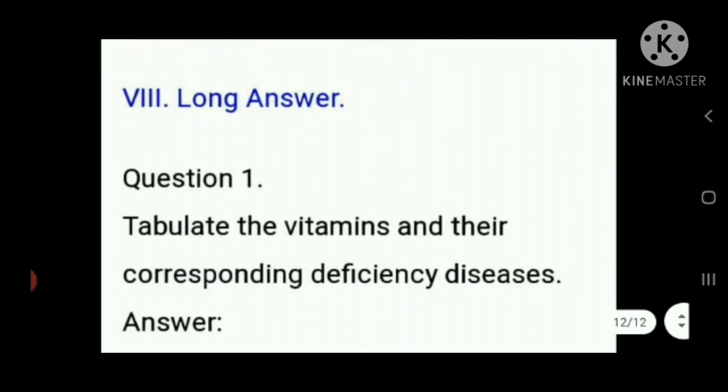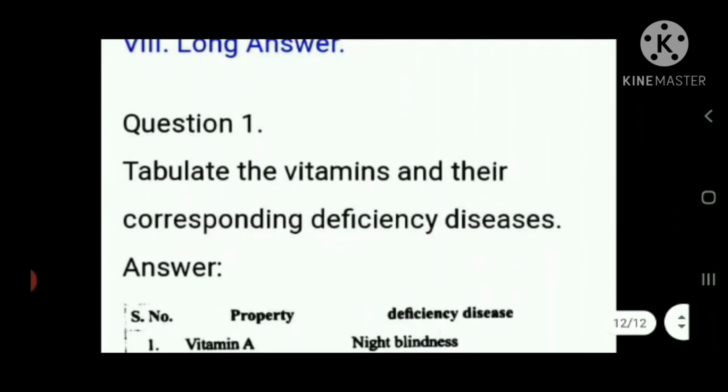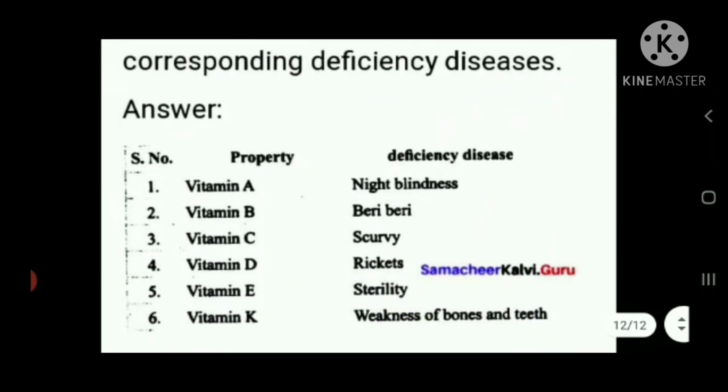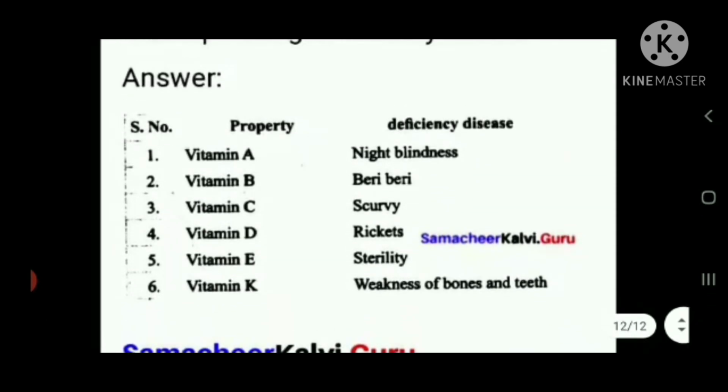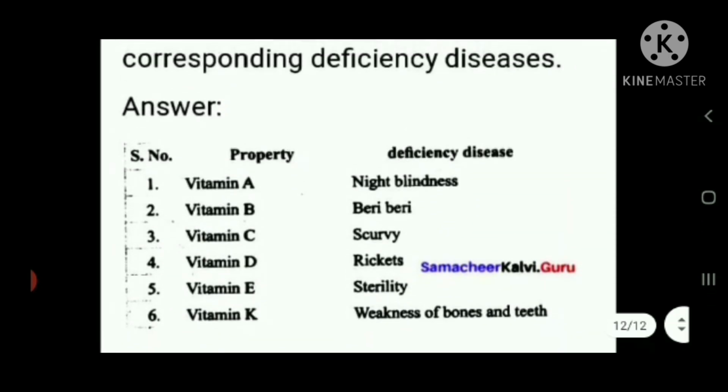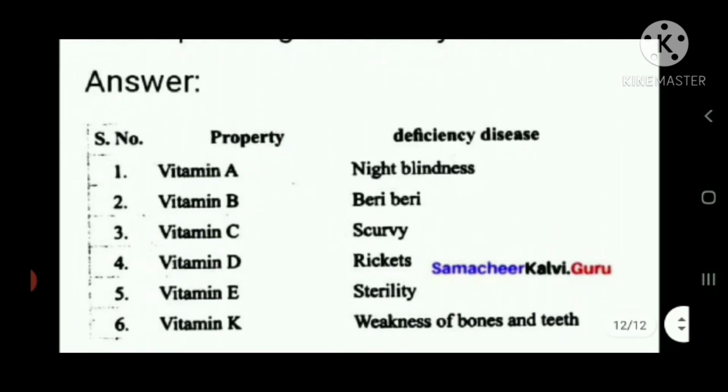Now coming to a long answer, only one question is given, I suppose. Tabulate the vitamins and their corresponding deficiency diseases. This is the match the following which we have read. Children, I remember this question being asked once in a 60 marks essay. That means in the detailed part itself they asked this. So this is very important.